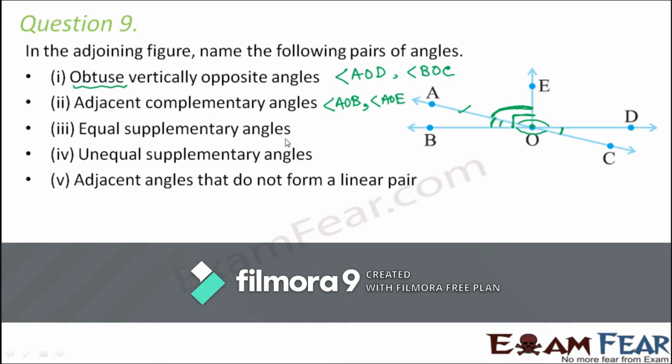Equal supplementary angles, that means two angles whose sum is 180 degrees and the value of both the angles is also the same. So this is very obvious, it is going to be 90 degrees each. When you look at this angle, this is 90 degrees, this is another 90 degrees. So these two angles together form 180 degrees, therefore they are supplementary. So the answer would be angle EOD and angle EOB.